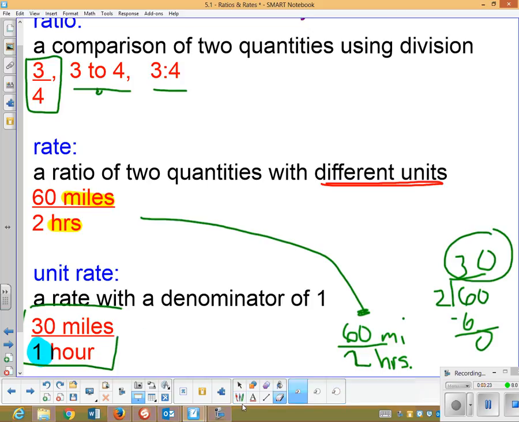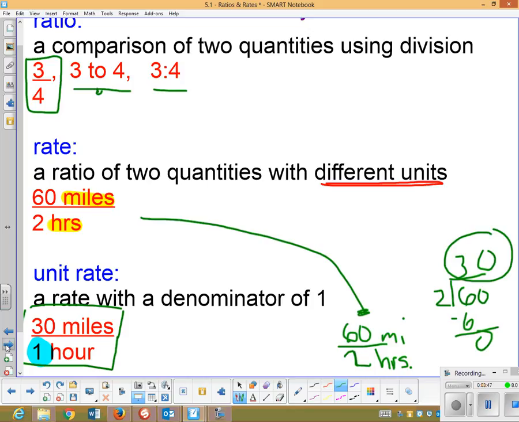Now, I also want to point out that a ratio can be written in another form, with the word: 3 to 4. Another way a ratio can be written is 3:4. Now, the most common one we'll use today in our lesson and throughout the chapter is the fraction form. Therefore, I boxed it. So again, a ratio is a fraction.